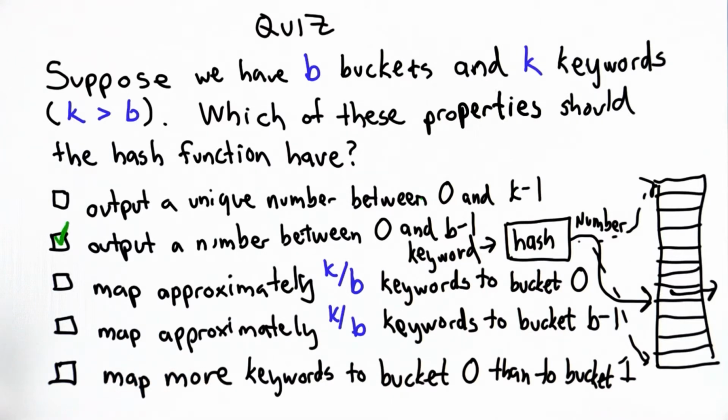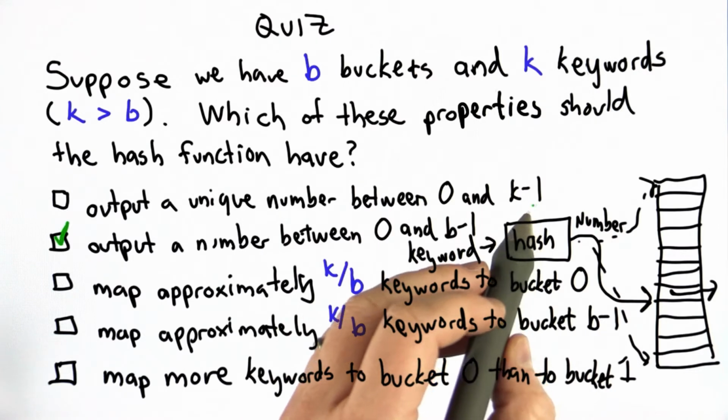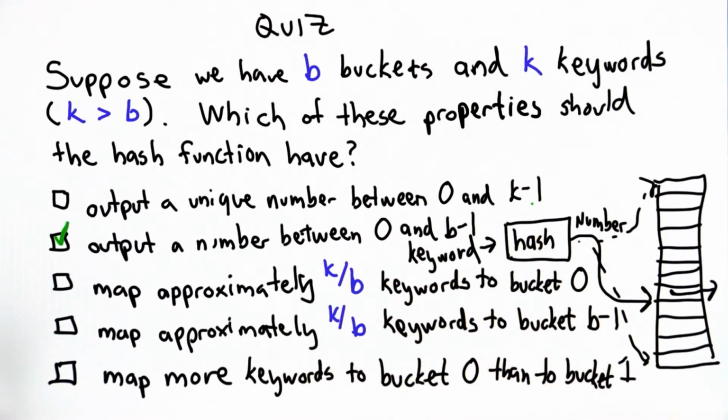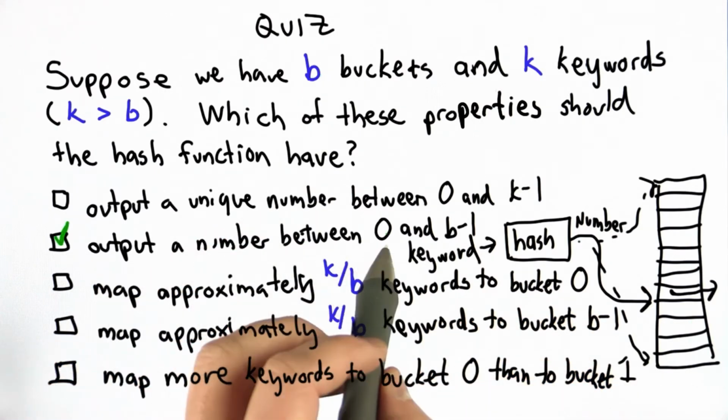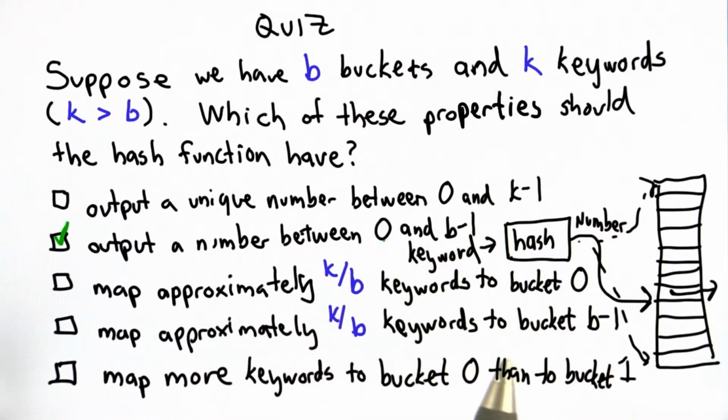We'd need a huge amount of memory to store the hash table, and the number of buckets would be the same as the number of keywords. That's not going to work very well. What we want is the number of buckets to be b, so that means that the output of the hash function should be in the range between 0 and b minus 1. That will find the element of the list that corresponds to that bucket. So we do want the second property.